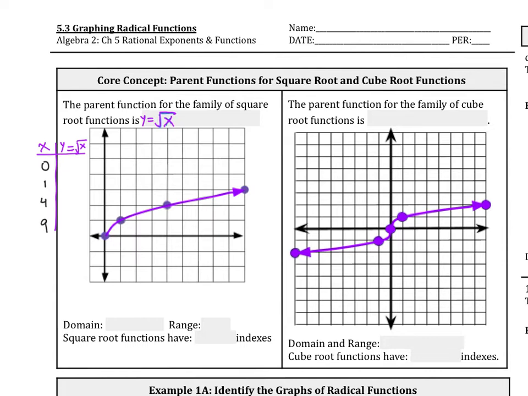So now I'm going to find out the function value. So square root of 0 is 0. Square root of 1 is 1. Square root of 4 is 2, and square root of 9 is 3. So the points are going to be 0, 0. So this is the point 0, 0. And then the next point is going to be 1, 1. So that's this point, 1, 1. Next point is going to be 4, 2. So that is 4, 2 here. And the next is going to be 9, 3.